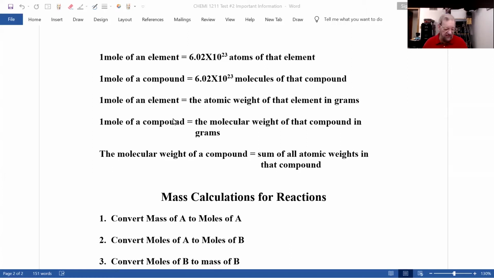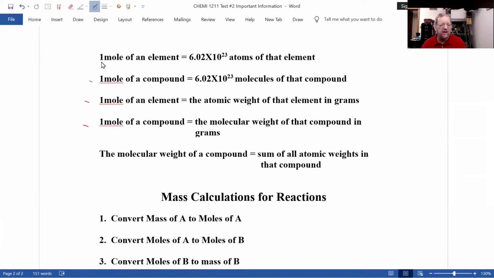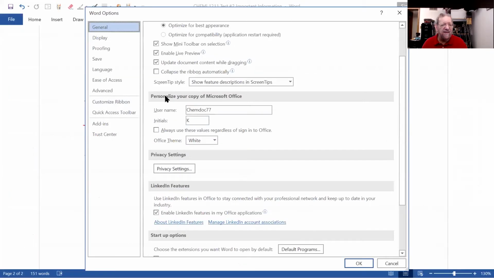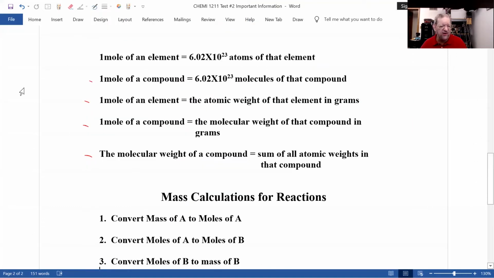So, important things that you should know how to use are these. If I don't shut this off, the spell check in Microsoft Word doesn't like chemistry. There we go. Let's take a look at two of them right here. One mole of a compound equals the molecular weight of the compound in grams, and the molecular weight of a compound is the sum of all atomic weights.